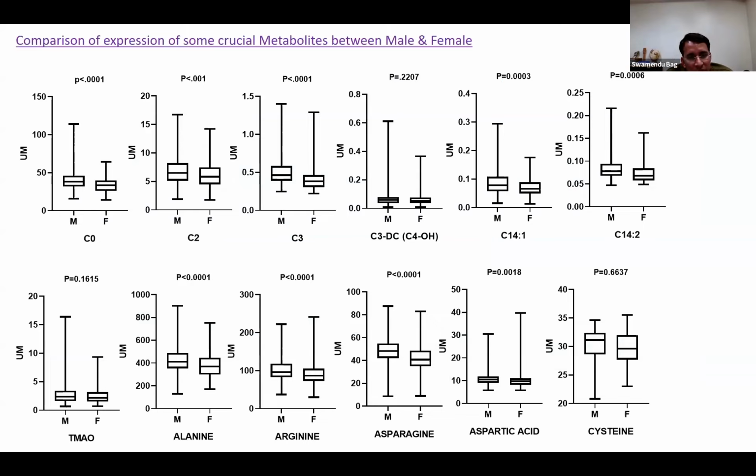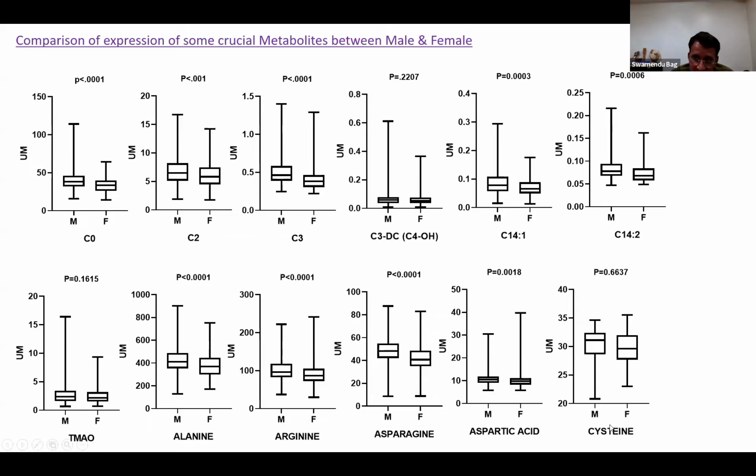So if we compare in these small samples, there are some crucial metabolites between male and female expression. Here you see that most of the metabolites are significantly high in case of acyl carnitines like C0, C2, C3, C14:1, C14:2. So most of the acyl carnitines in male are significantly high, right? And also trimethylamine oxide is a biogenic amine. It is a choline derivative product. So it also has no significant changes between male and females.